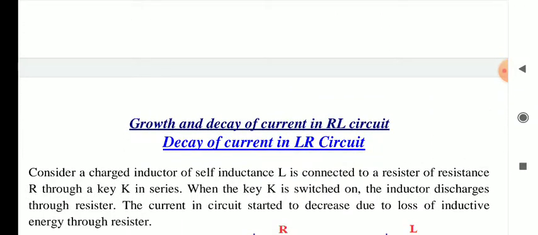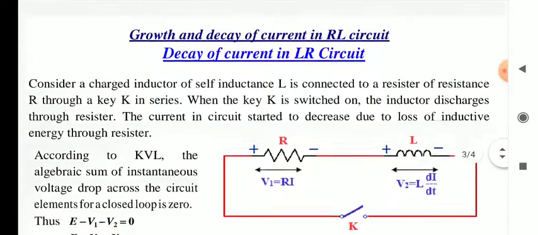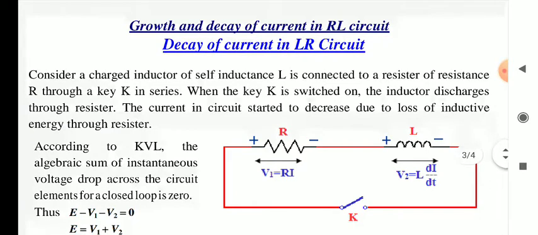Next we shall discuss the decay of current in an LR circuit. Let us consider the charged inductor. A charged inductor means a steady current is flowing through the inductor, and we call it a charged inductance. It is connected in series with R and a tap key.